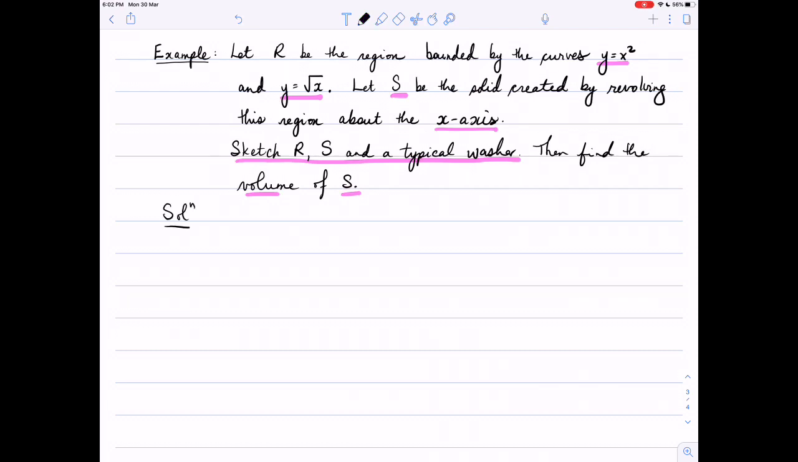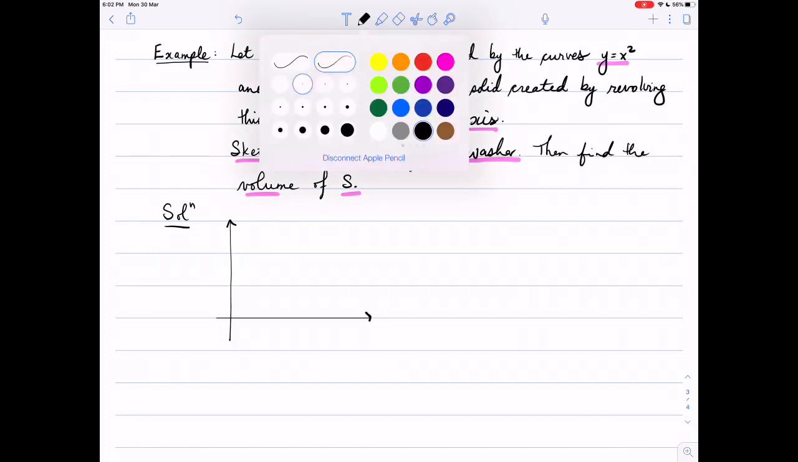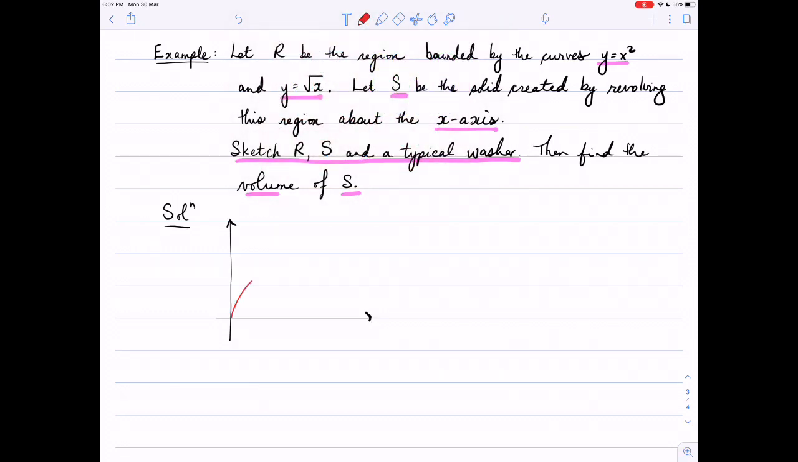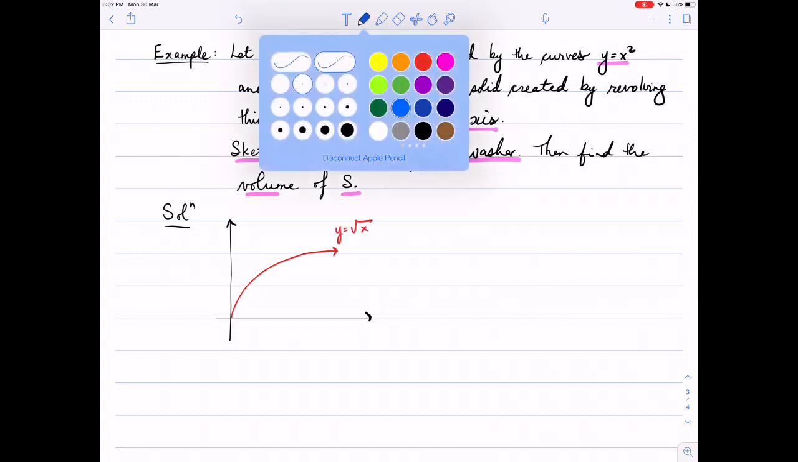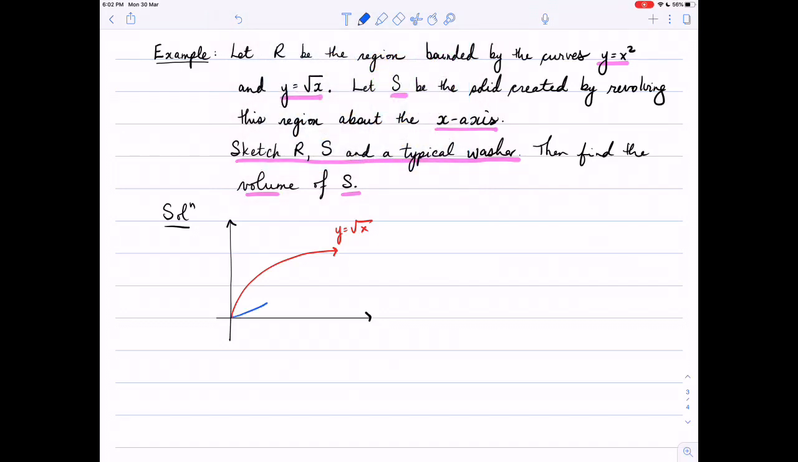So the first thing I want to do is sketch my curves. I'm going to sketch, first of all, the square root function. So the square root function is here. So y is the square root of x. I'll go and add the parabola. Right, so there is y is equal to x squared.